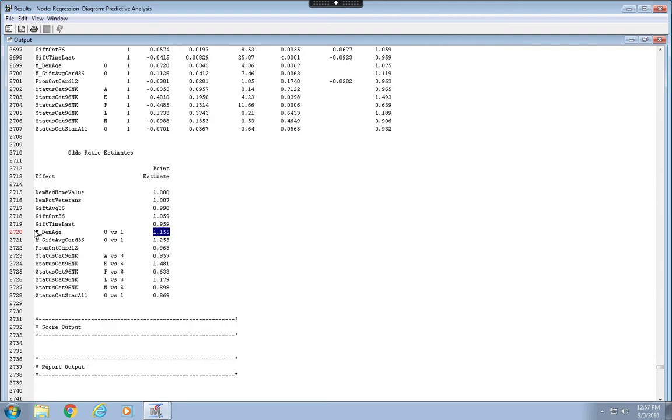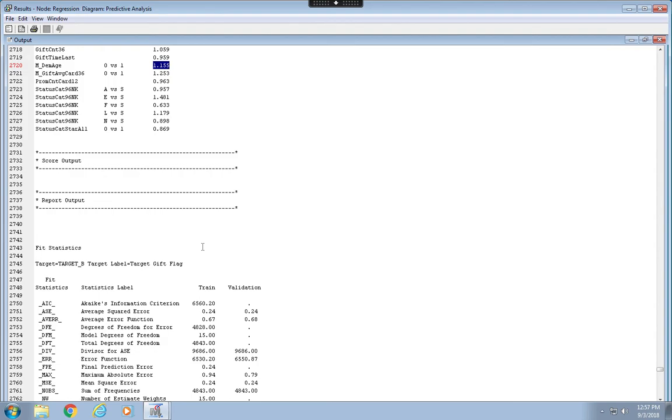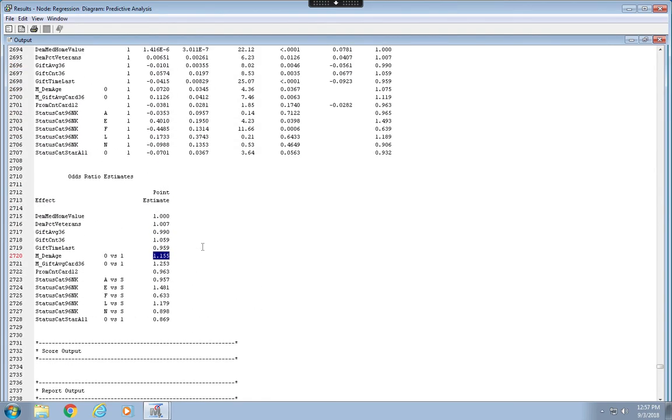So it makes sense. Basically, when people self-reported or revealed their age information for some systematic reason, which we don't know yet, they are more likely to donate in a campaign period by as much as 15.5%. So this is how we interpret the odds ratio estimates from a logistic regression model.